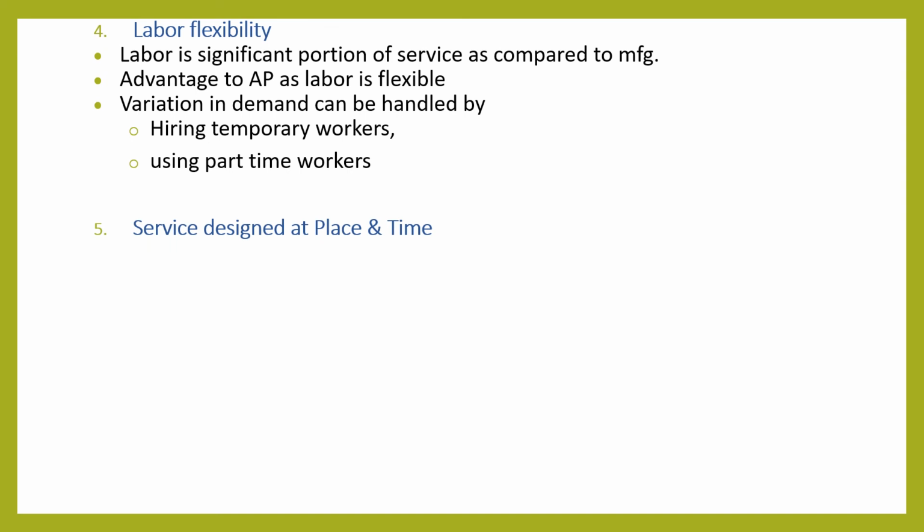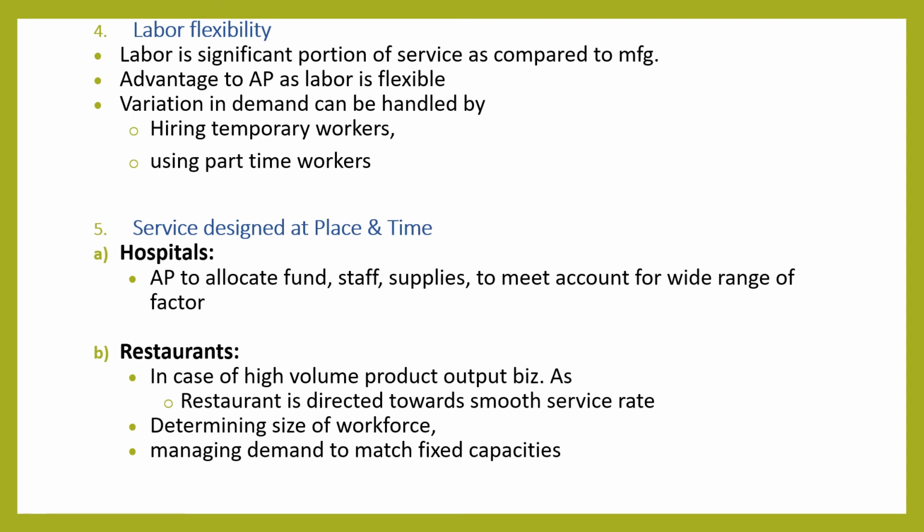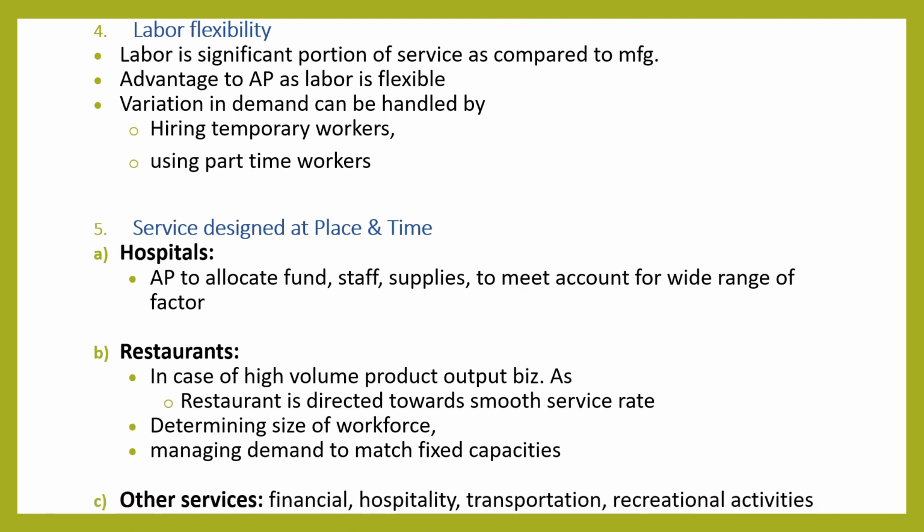And lastly, we have service designed at a place and time. For example, in a hospital, aggregate planning allocates funds, staff, and supplies to account for a wide range of factors. Restaurants, in the case of high volume output businesses, are directed towards a smooth service rate. It is determining the size of the workforce and managing the demand to match fixed capacities. And lastly, we have other services like financial, hospitality, transportation, and recreational activities.